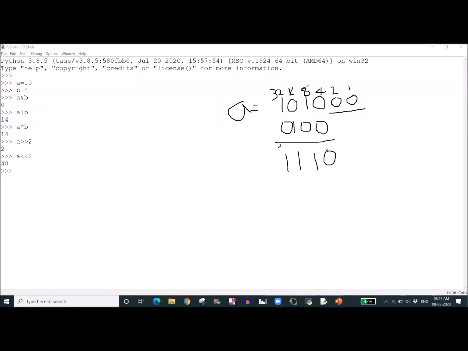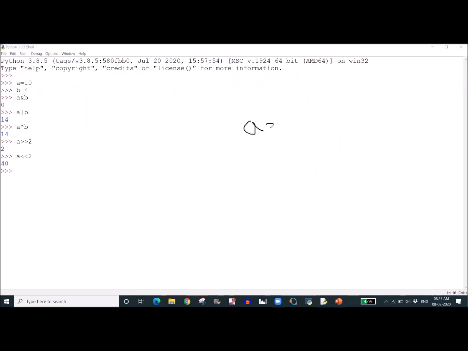Now when I perform the right shift to A, what is the value of A? It is 1 0 1 0. Now I am performing the right shift by 2 bits. Then these 2 bits will be removed. The result is 1 0, which is 2. If I perform the right shift for A by 3 bits, then only 1 will be left. The result will be 1. We will check that also. So we are taking A is equal to 10. Now I am performing right shift to A by 3 bits. The result is 1.